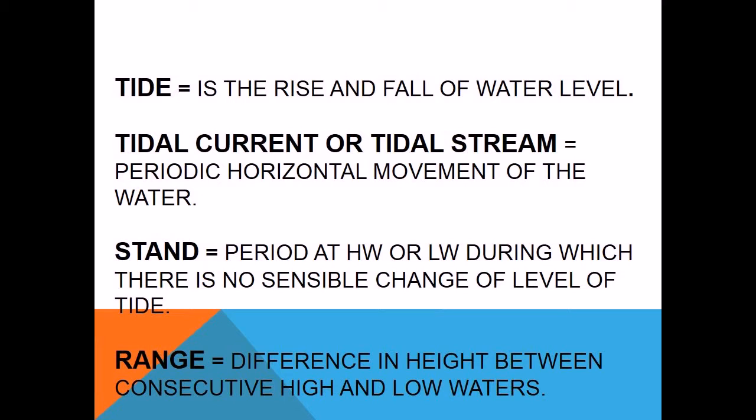Tide is the rise and fall of water level. Tidal current or tidal stream: periodic horizontal movement of the water. Stand period: at high water or low water, during which there is no sensible change of level of tide. Range: difference in height between consecutive high and low waters.